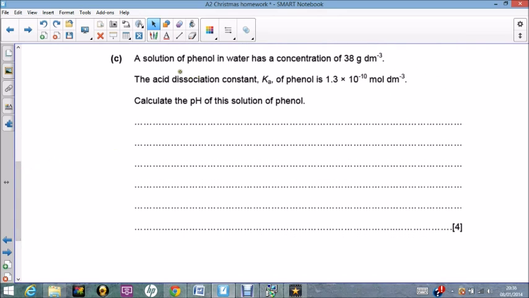Underneath that, we're talking about a solution of phenol in water. First thing to notice, concentration is given in grams per decimetre. We don't work in grams per decimetre, we work in moles per decimetre. So the first thing we're going to do is to convert that number into moles per decimetre. For that we're going to use n equals m over Mr.